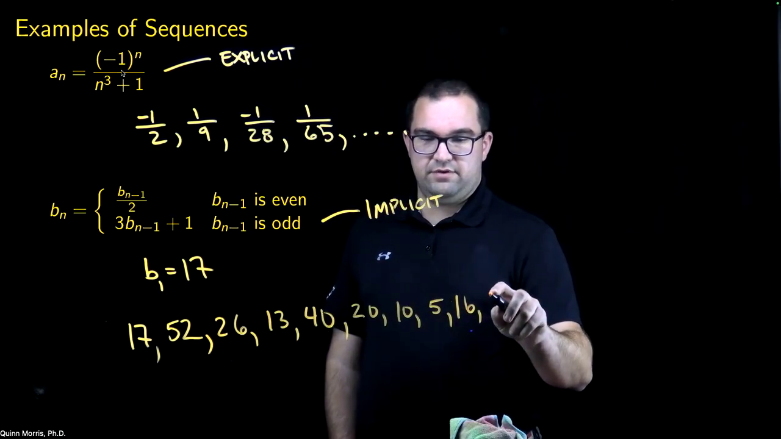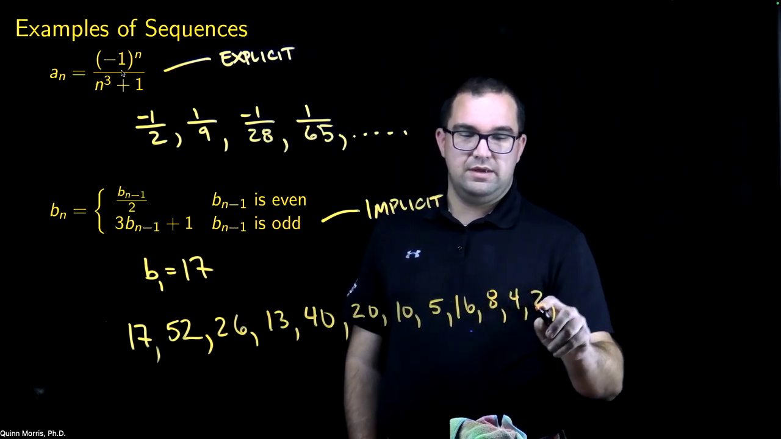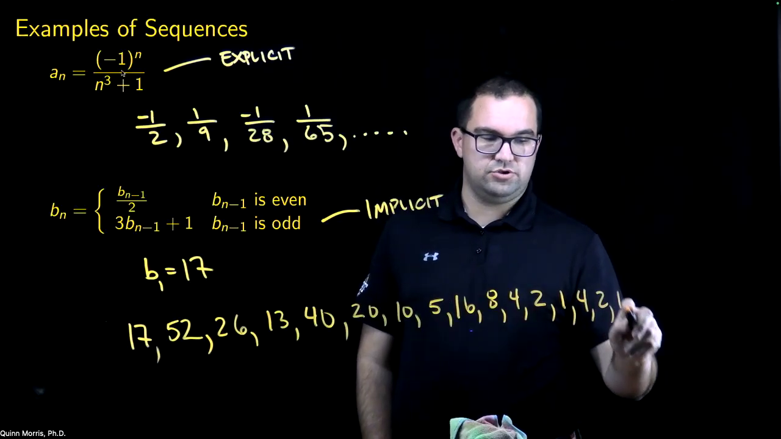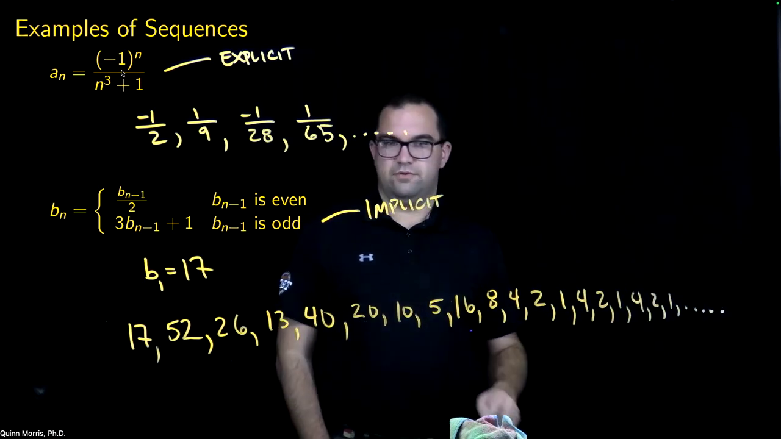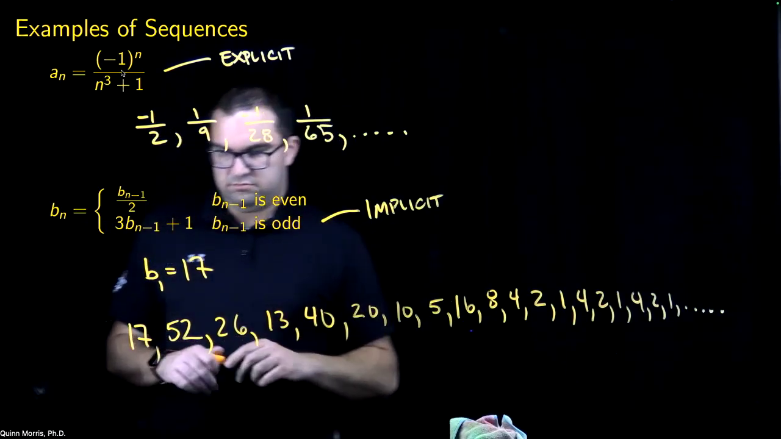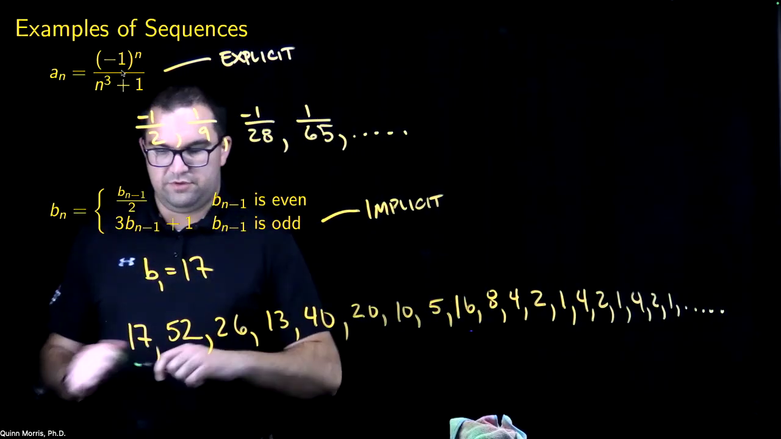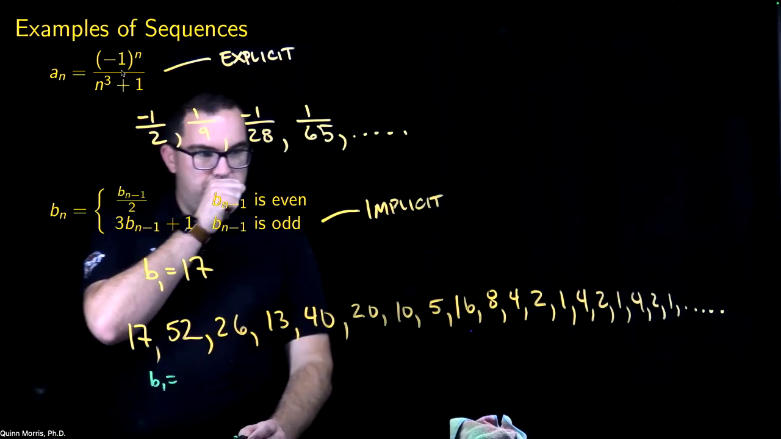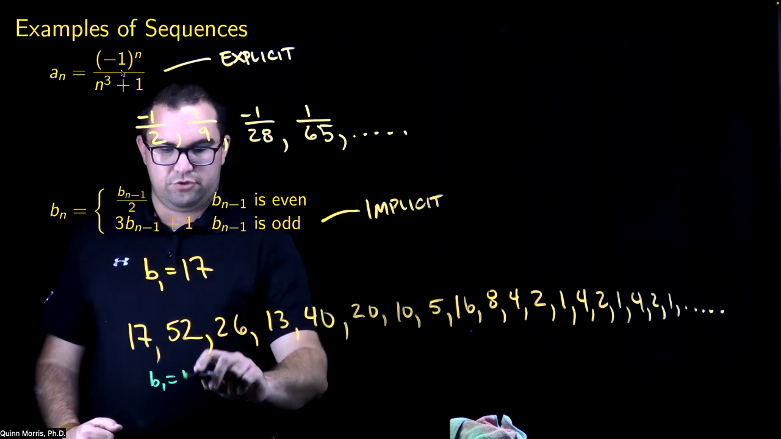This is even, divide by 2, even, divide by 2, even, divide by 2, even, divide by 2, odd, so multiply by 3 and add 1. You start to notice that now I get sort of stuck in this 4, 2, 1, 4, 2, 1, 4, 2, 1. Now, just for curiosity, what if we'd started with a different value? So what if instead I'd started with b sub 1 equal to, let's say, 13.